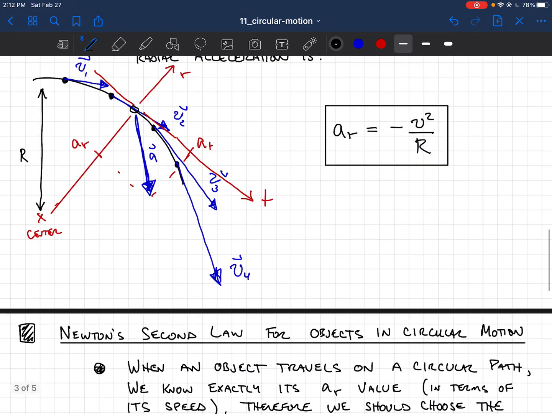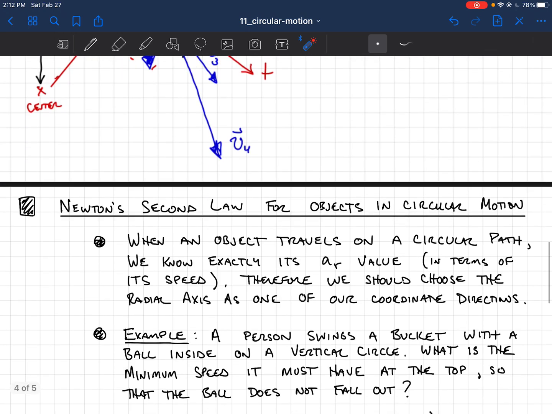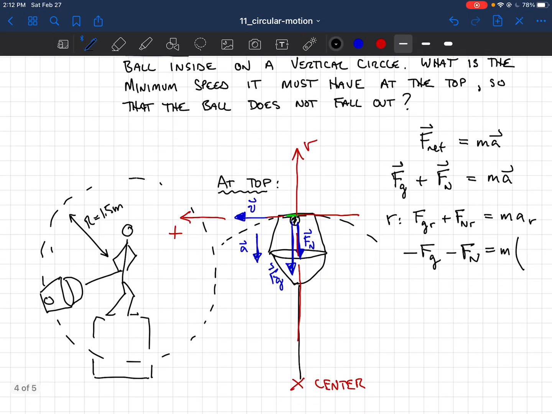So we found on the previous page that AR is equal to minus V squared over R all the time. So I can write here minus V squared over R to replace for AR. This was the main point: choosing the R axis and then substituting AR with minus V squared over the radius of the circle. Now we can try and solve our problem.